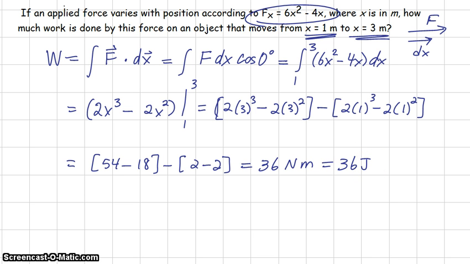So just to recap here what we've done, we have plugged in the function 6x squared minus 4x, taken its antiderivative to get 2x cubed minus 2x squared. Then we plugged in the limits 3 and 1, and we got the answer 36 joules.